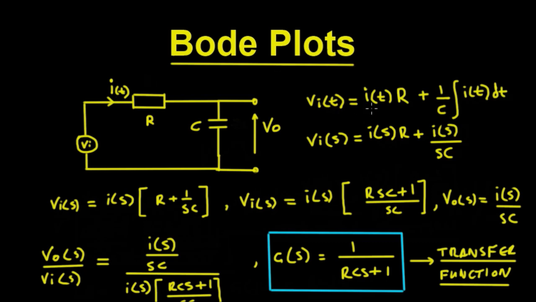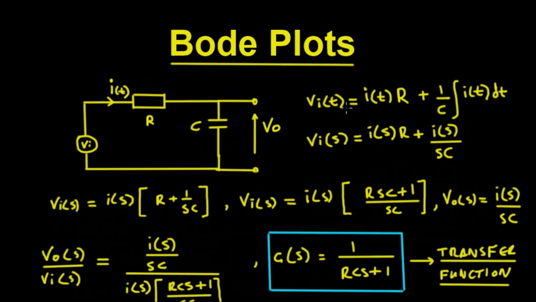The volt drop across the resistor by Ohm's law is just the current at time t times the resistance, and the volt drop across the capacitor is given by 1 upon C, the integral of i(t) dt. We've gone over this equation in a previous video when we talked about capacitance and inductance, so you can have a wee look at that if you're unsure of it.